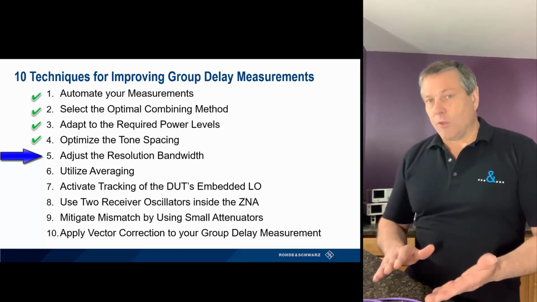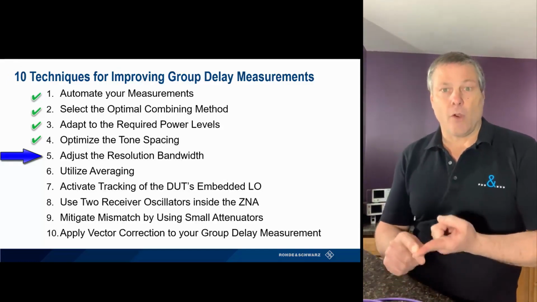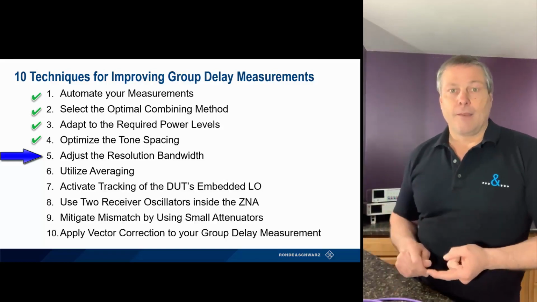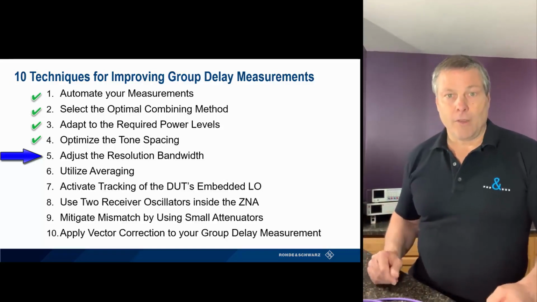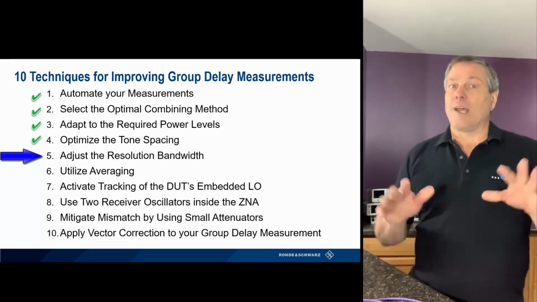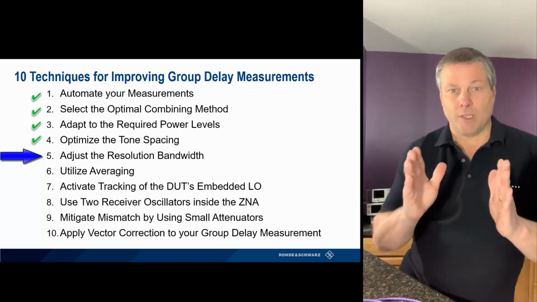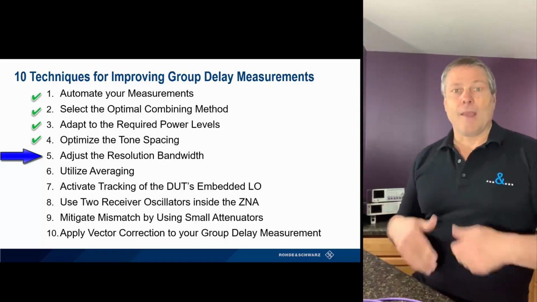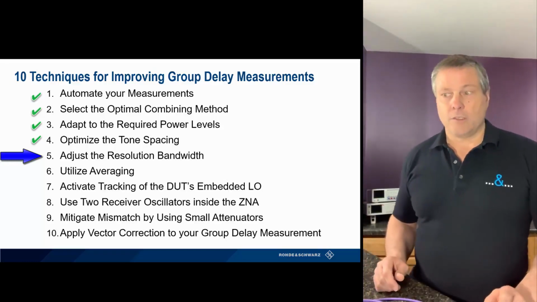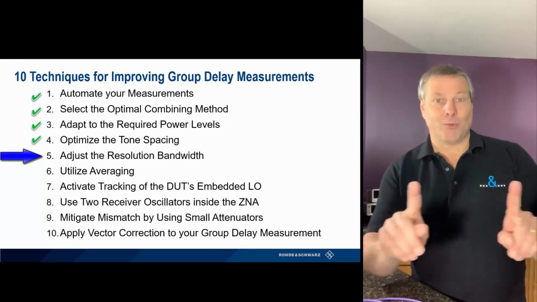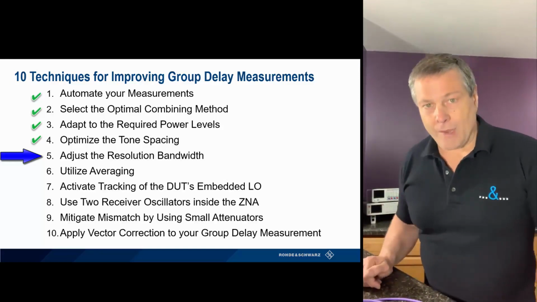Now, just as a review, so far, we decided technique number 1 was to automate your measurements so they're always repeatable and they're documented. Number 2 was to pick the optimal way of combining or creating a two-tone signal for your particular setup. Number 3 was to optimize the power levels, okay? This is where we brought the power of the second tone up, so it was equal to the first tone in power, and we got the best signal-to-noise ratio on the receiver. Number 4 was optimize the tone spacing. That's right. And now we're on to optimizing the resolution bandwidth setting of the instrument.